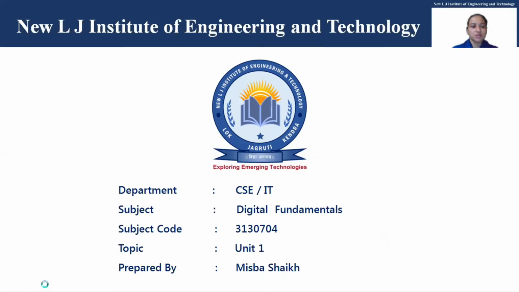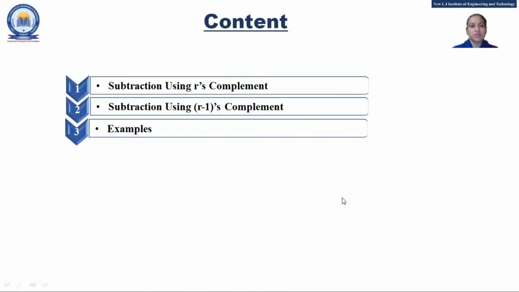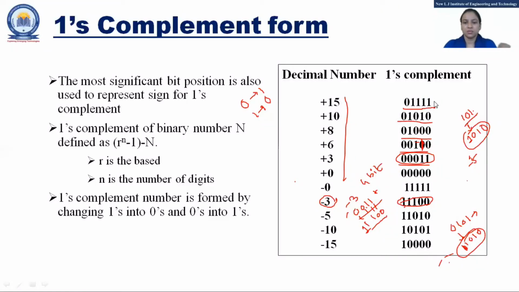In this lecture, I'll be discussing subtraction using R's complement, followed by subtraction using R minus 1's complement and various examples based on these two methods. So you can see from the examples, we can represent any negative number using the 1's complement. Now we go with the 2's complement method.